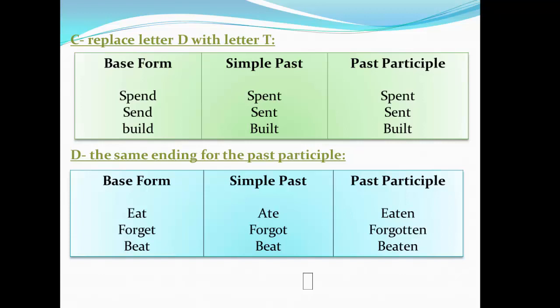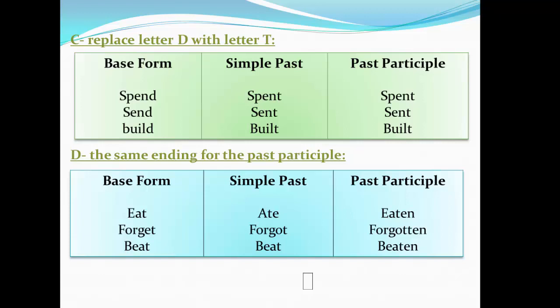The verb send, send يبعث. I sent a letter to my friend. In the simple past becomes sent and past participle also sent. Build, build يبني. I built my house in 2004. So built becomes in the simple past built, then past participle also built.